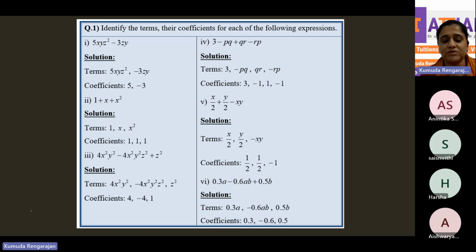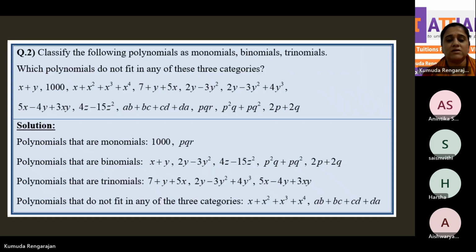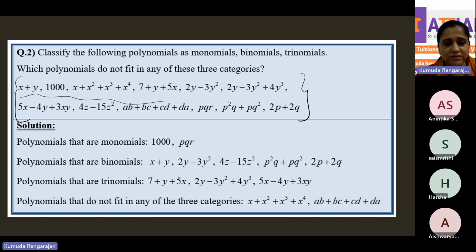Okay, so you can help yourself. Classifying as monomial, binomial. Okay. So here you have some expressions. All these expressions given here are polynomials. That's given in the question.